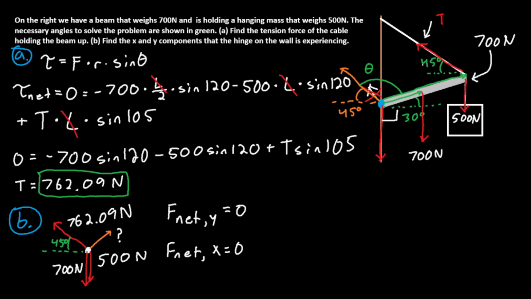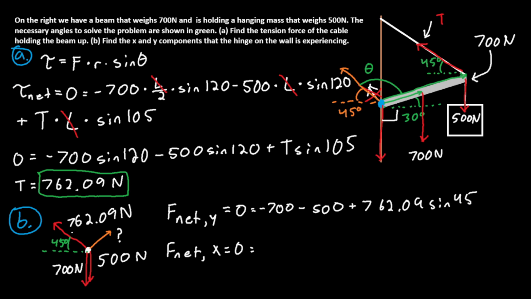So as I explained with the torque, since this isn't moving, the net torque is 0. Since this isn't moving, the net forces for x and y components are 0. So what are the net forces in the y direction? Well, the y direction has a force of 700 newtons going downward, a force of 500 newtons going downward, hence the negatives. We also have a y component of the force that's going upwards. So the y component of the force that's going upwards is 762.09 times the sine of 45.